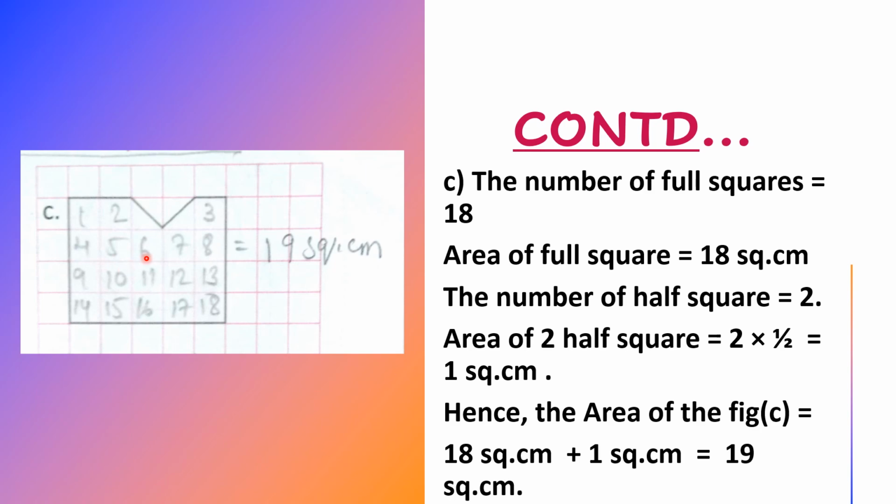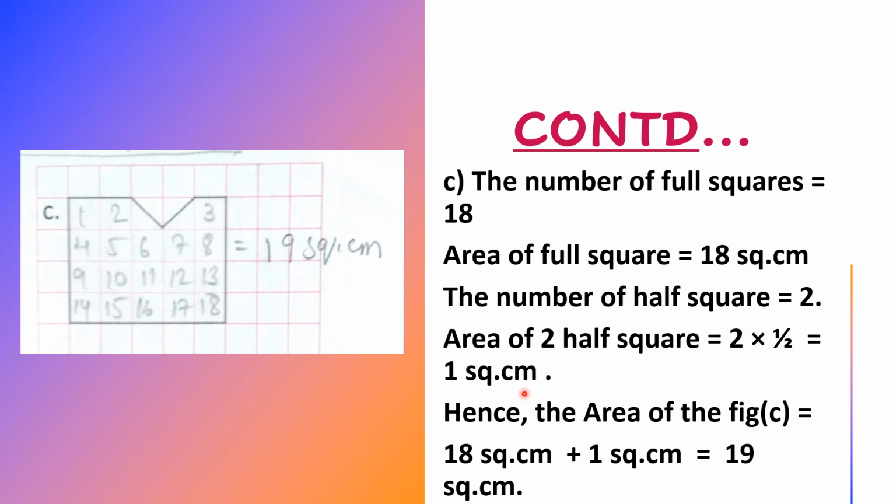As you can see in the picture, as the figure has been traced on the graph paper, it has also occupied half squares, 1 and 2. Hence the number of half squares is 2. The area of 2 half squares is equal to 2 into half square cm, which is equal to 1 square cm.